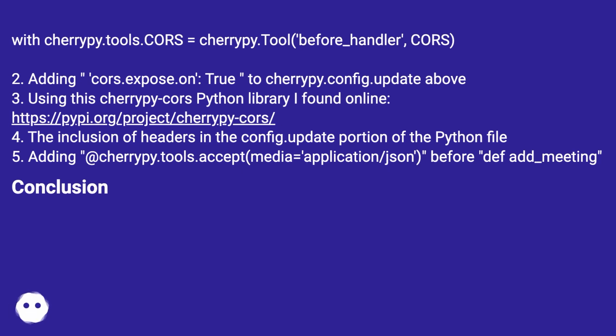3. Using this CherryPy CORS Python library I found online, this URL. 4. The inclusion of headers in the config.update portion of the Python file. 5. Adding @cherrypy.tools.accept(media='application/json') before def add_meeting.